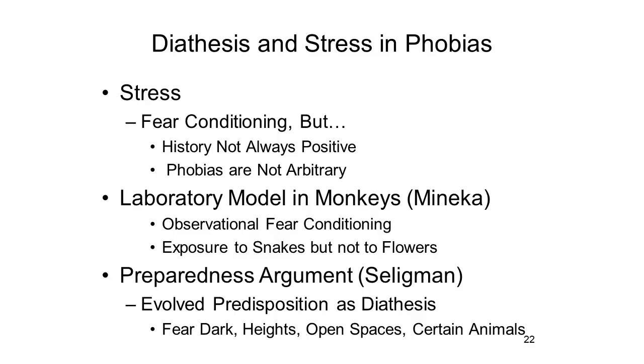So perhaps in much the same way that rhesus monkeys are prepared to acquire a fear of snakes, we humans have been prepared by our evolution to acquire fear of the dark, fear of heights, fear of open spaces, fear of certain animals, with very little direct exposure, maybe none, just vicarious exposure. In this case, the learning experience, whether it's direct experience or vicarious experience, serves as the stress element in diathesis-stress theory.